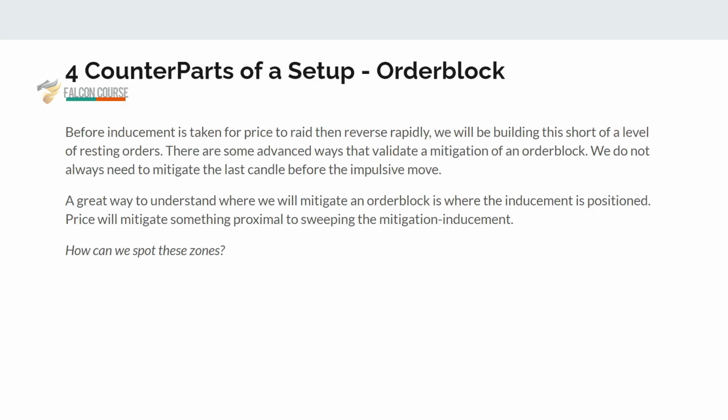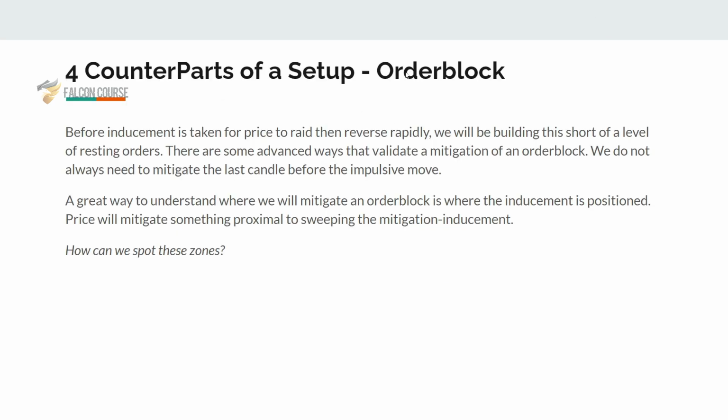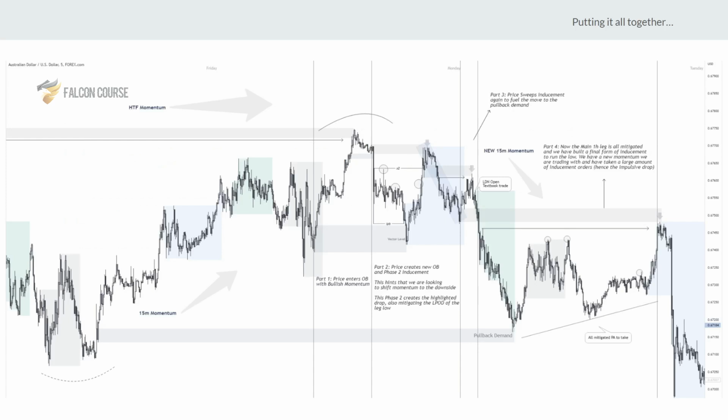So, four counterparts of a setup. If we're looking for some sell trades here, I'm going to evaluate it in a technical analysis view. Four main things before I actually take my setup. Our first one's the order block. Before inducement is taken for price to raid, then reverse rapidly, we'll be building a short level of resting orders. So we're building inducement here for a zone here. Our inducement is going to be quite close to our order block.